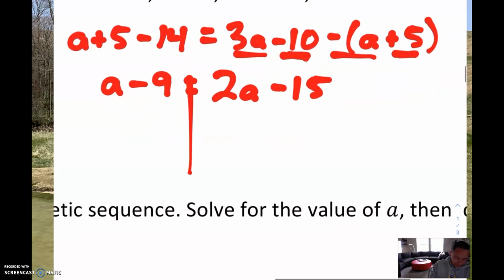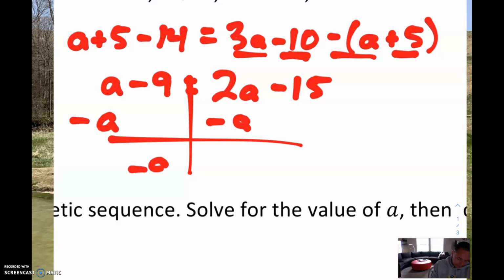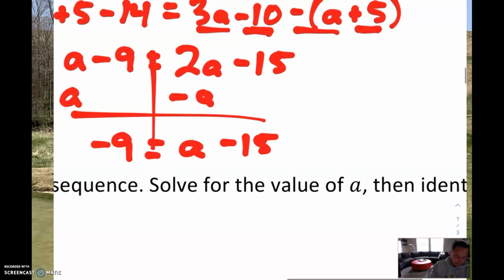And now we have to solve it. Let's subtract A from both sides. We get negative 9 equals A minus 15. And if you add 15 to both sides, we get A is equal to 6.